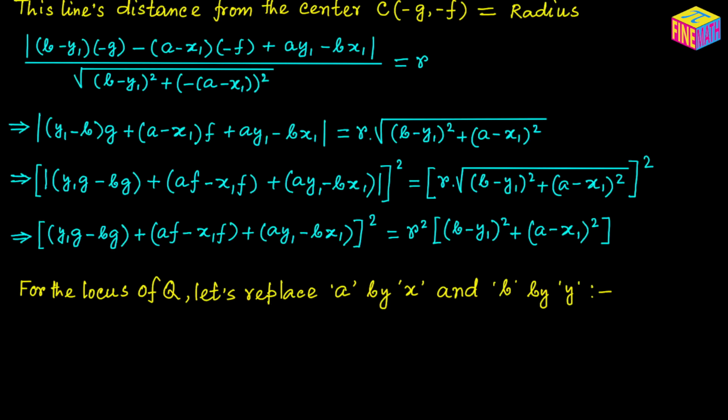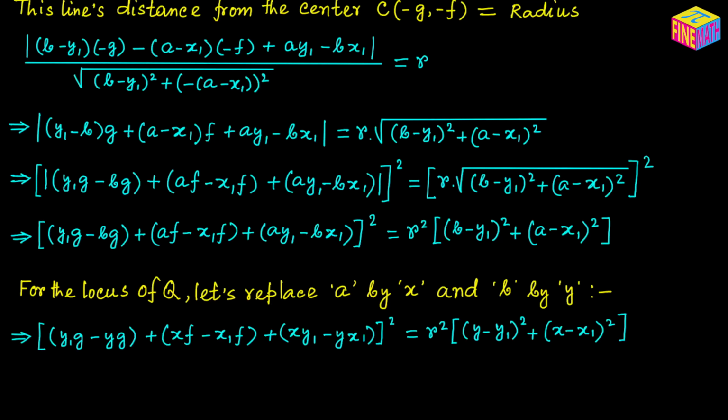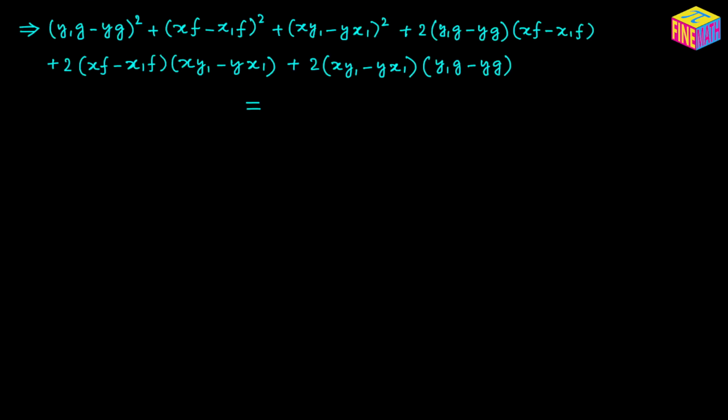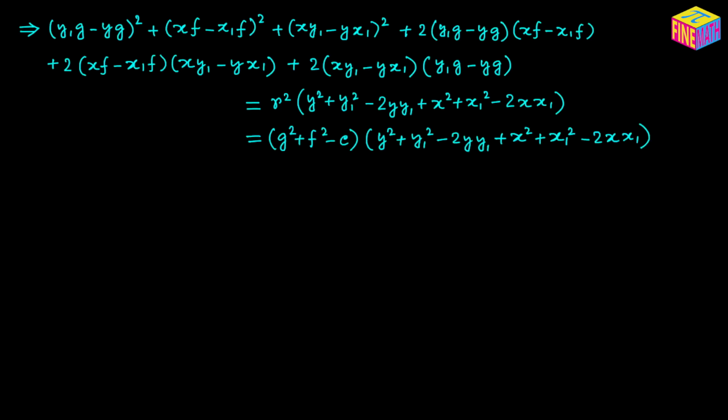So here I am going to replace a by x and b by y, then our equation would look like this. And in the next step we are going to expand the whole squares. The left hand side would look like this. It is like a squared plus b squared plus c squared plus 2ab plus 2bc plus 2ca. That is an expansion of a plus b plus c whole squared. And the right hand side could look like this. And then if we replace r squared with g squared plus f squared minus c, then the right hand side could look like this.